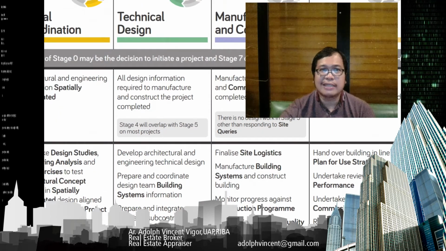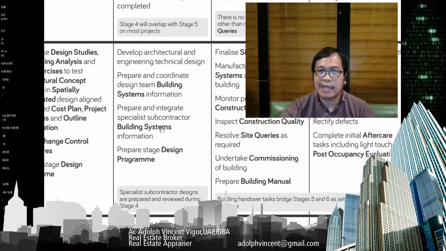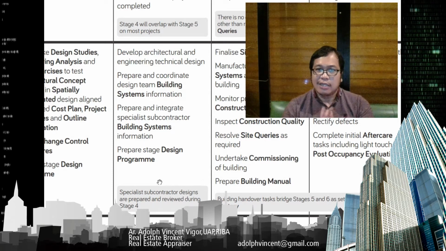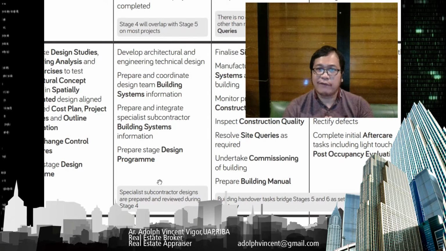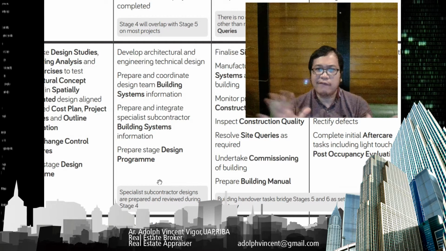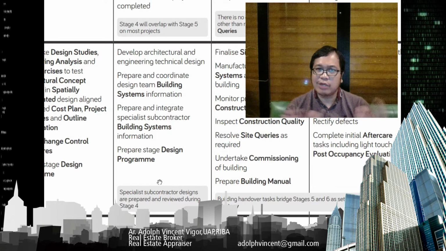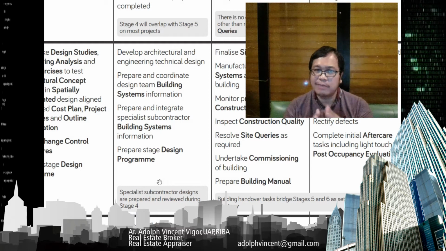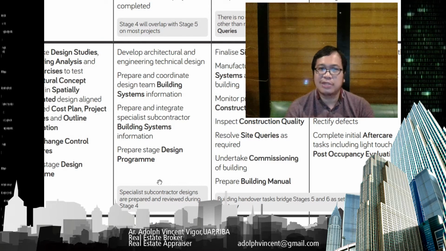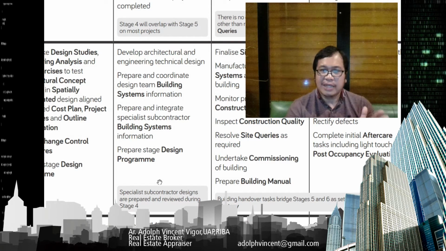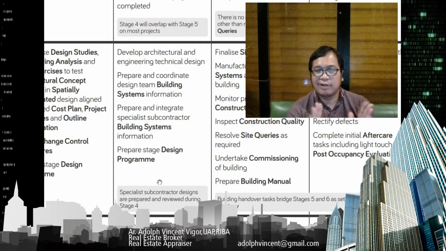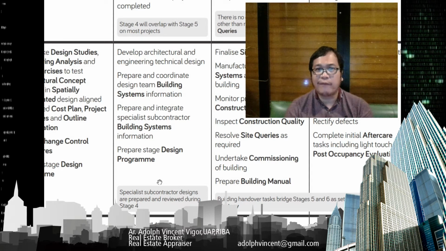So, when you say specialist subcontractor designs, there are some instances where the building that you design is quite technical in nature. So for example, you design your walls to look organic. So everything is organic. Then during the construction, some of these things would not be undertaken by the general contractor, but you need specialist subcontractors to do those things. So at this stage, you're going to review the designs of the subcontractor.